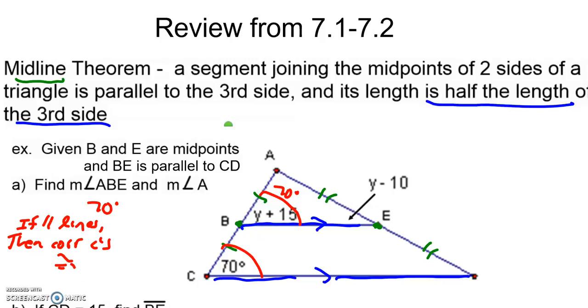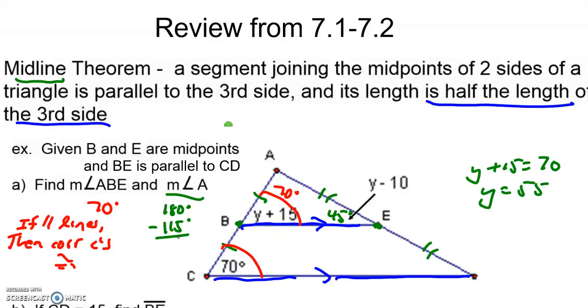Review. Love how it keeps coming back. If you wanted to find the measure of angle A, you know that this is 70 degrees. If this is 70 degrees, you know that y plus 15 equals 70. So y equals 55, which means that this angle itself is actually 45 degrees. So if you wanted to find the measure of angle A, if you add up 70 and 45, you get 115. So if you take the triangle total measurement minus 115, I believe you would get this angle here is 65 degrees. So the measure of angle A is 65.